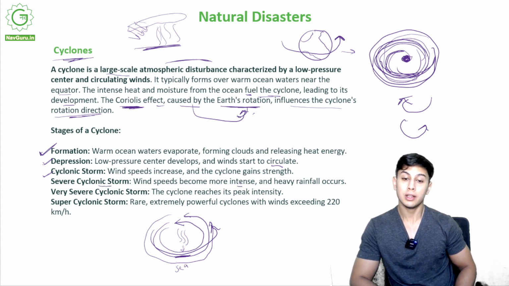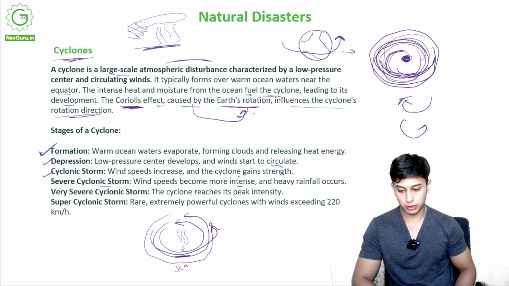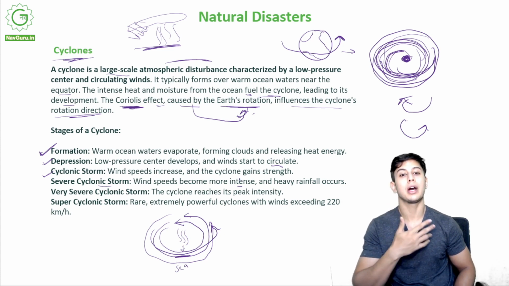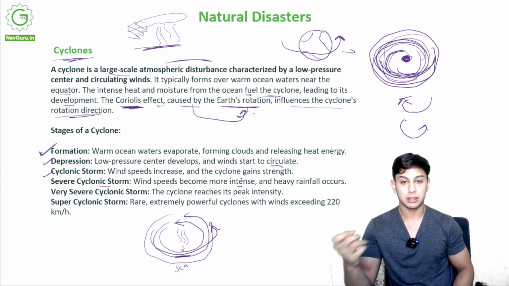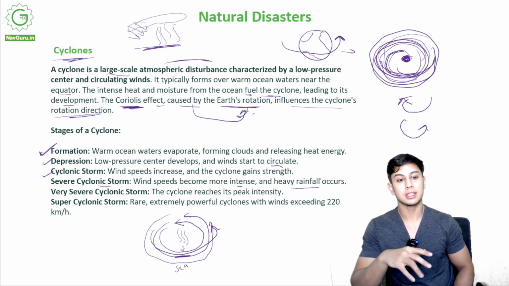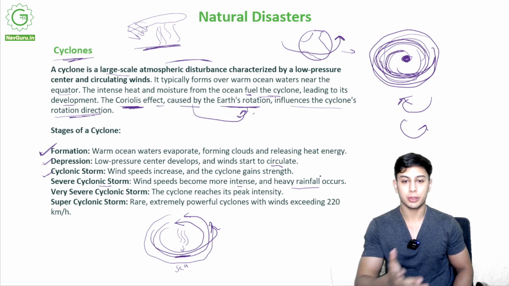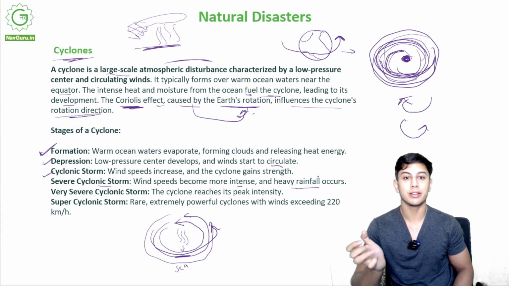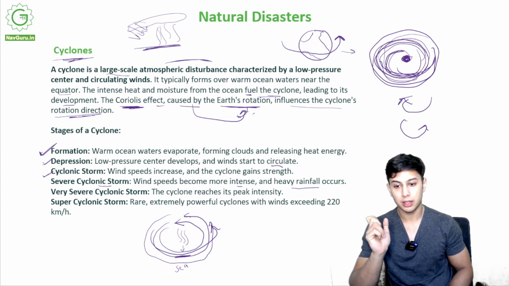A very powerful cyclone. Okay, so what would happen is, it would take away houses with it, trees with it, right? The winds are so strong and heavy rainfall occurs, and since it contains clouds from seas, there is heavy rainfall with it as well.